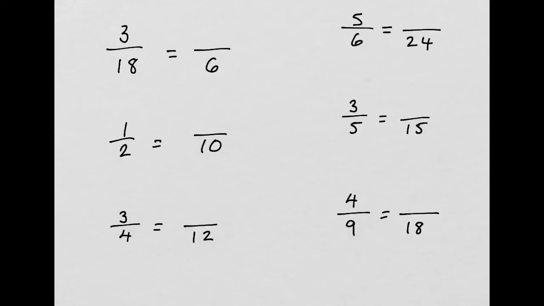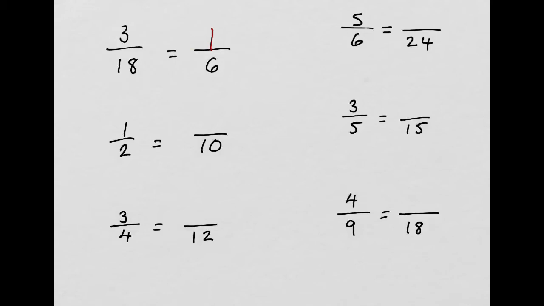We're looking to see what is the link between the denominators, because those are the numbers that we know. So we know that 18 divided by 3 equals 6. So we've also got to do that to the numerator. What is 3 divided by 3? 1. So we know that 3/18 is the same as 1/6.